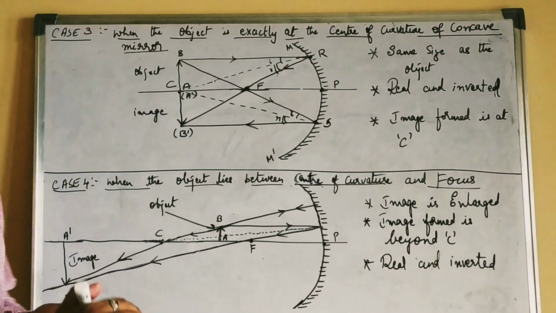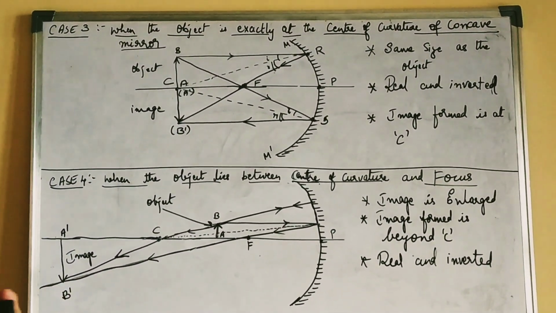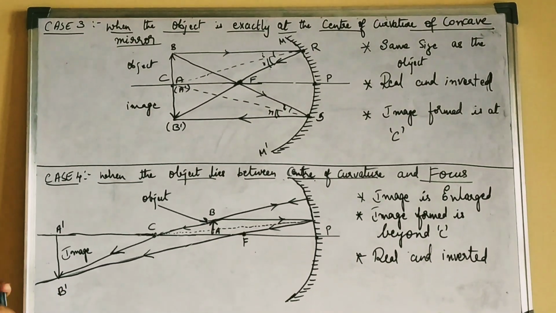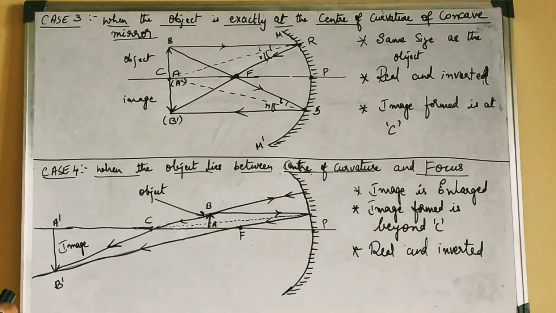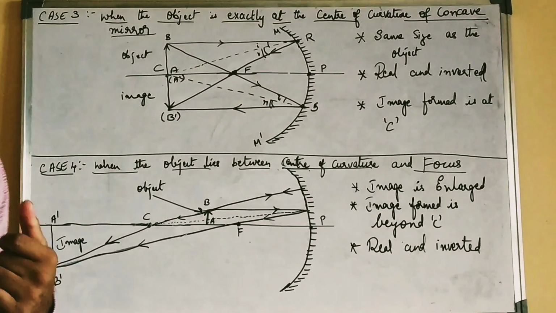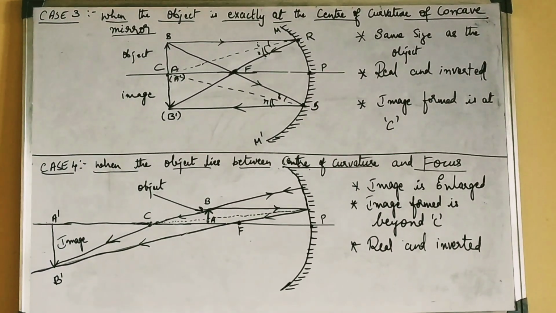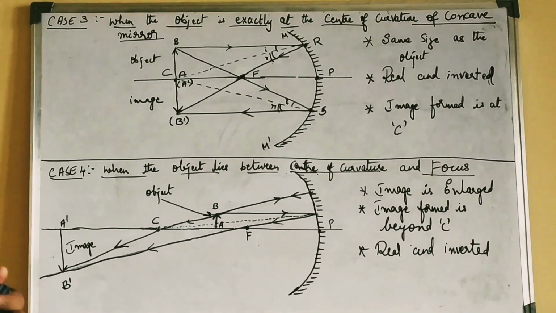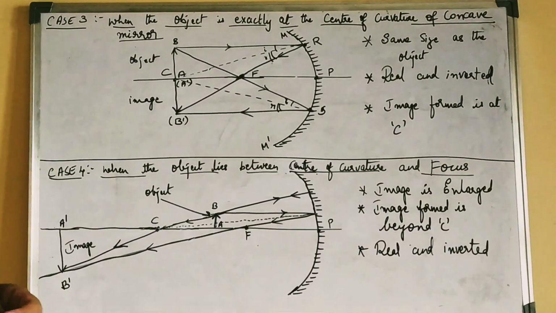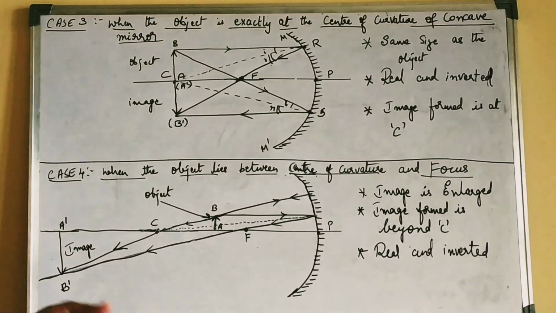Okay, we were in the concave mirrors and we have discussed two cases. Now, what are those two cases? Where exactly is the position of the image when the object is at infinity? Then the second case was when the object is beyond C. Okay, those two cases we discussed. Now moving to case 3.